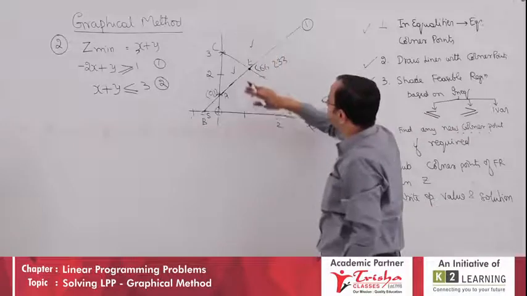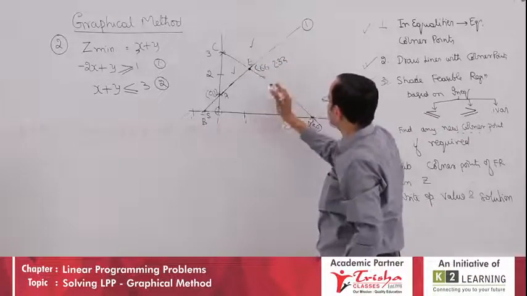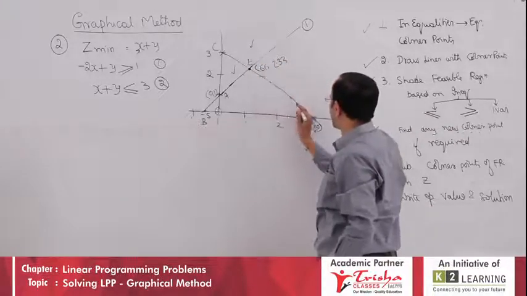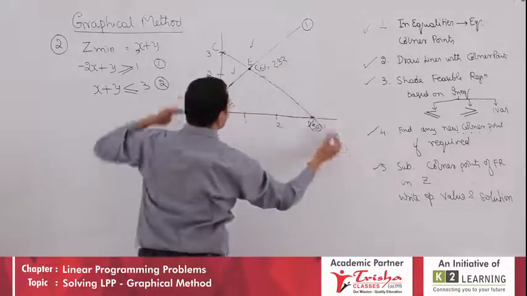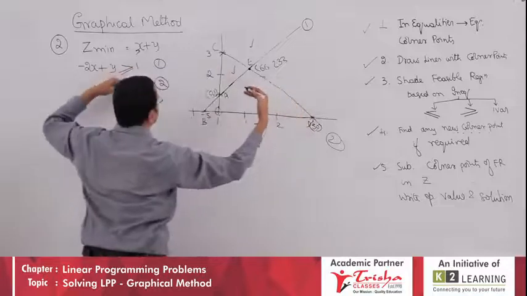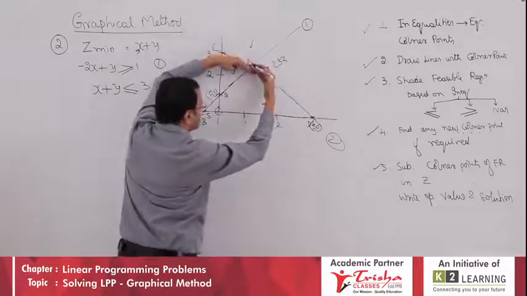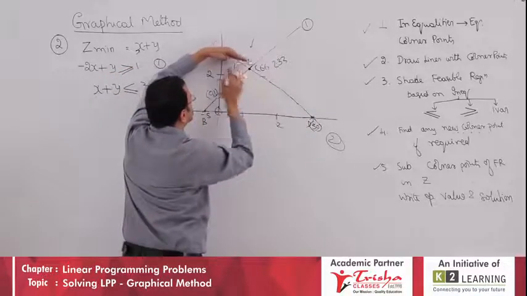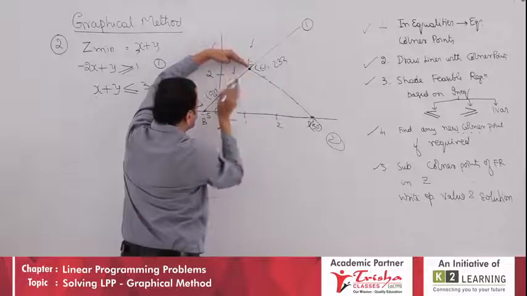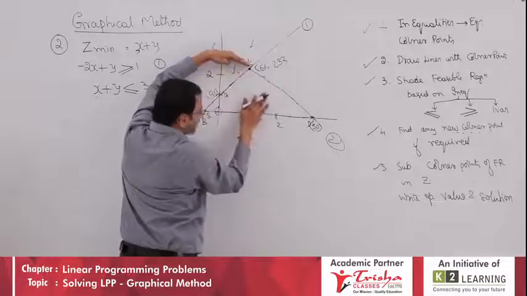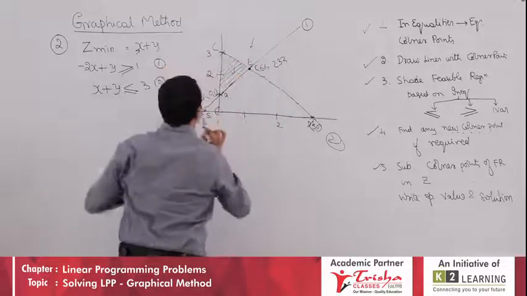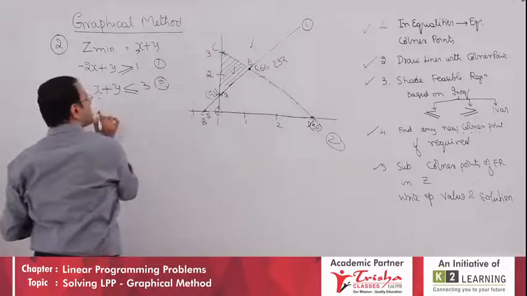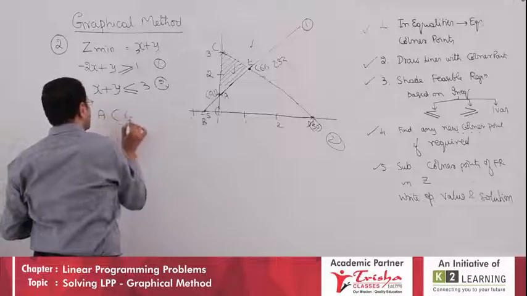Now, students, this is about line 1. What about line 2? Line 2 we have not taken; we will take line 2. This is line 2. Is it less than or greater than here? Less than means facing towards the origin, so I have to take from here, this side. So this area and this area, but I want the common area, so I should take this as the feasible region. So the feasible region is ACE.